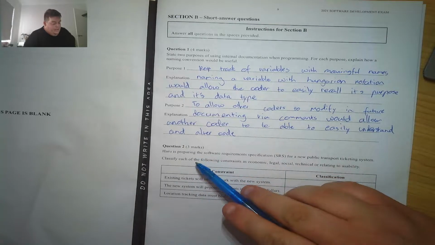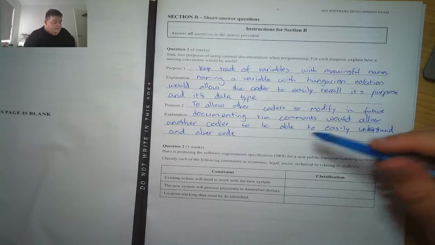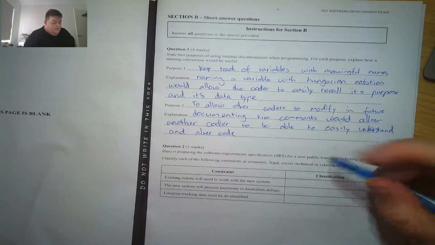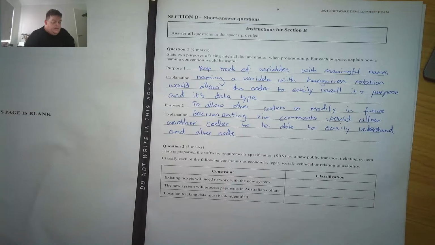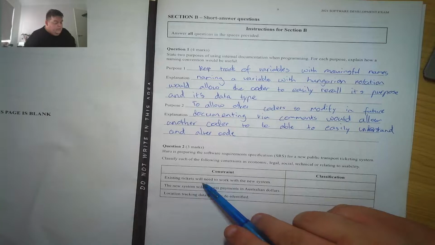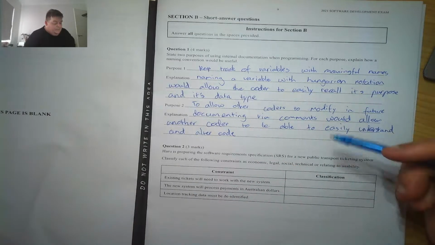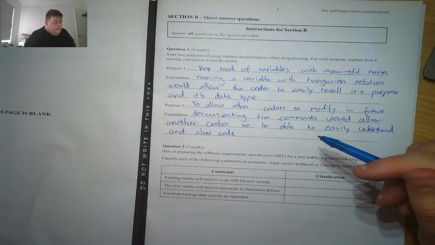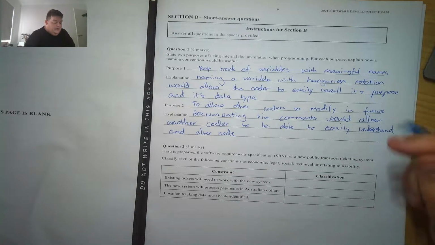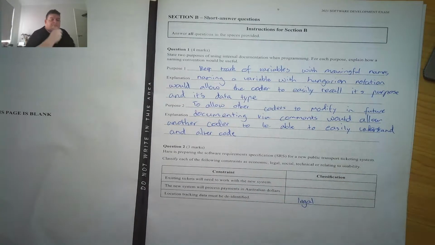All right. Haru is preparing a software requirement specification for a public transport ticketing system. Classify each of the following constraints as economic, legal, social, technical, or relating to usability. Existing tickets will need to work with the new system. The new system will process payments in Australian dollars. Location tracking data must be de-identified. That one would be legal, I believe. New system processed in Australian dollars.